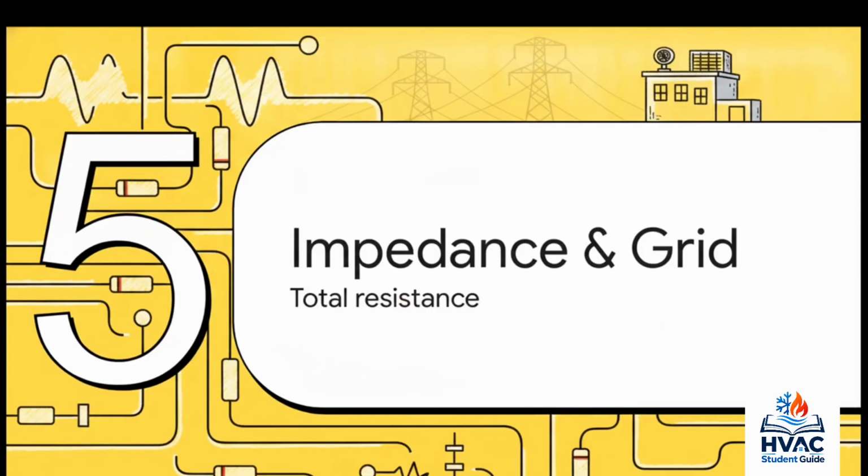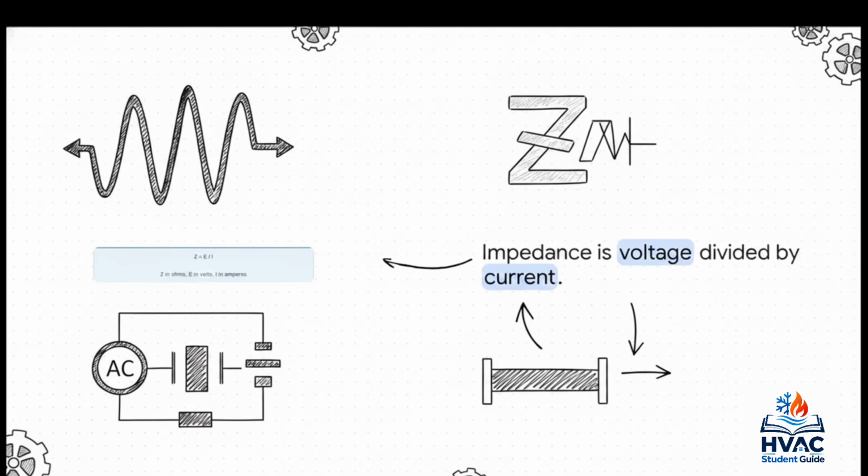Finally, Section 5, Impedance and Power Distribution. In AC circuits, we aren't just dealing with simple resistance anymore. We have impedance, which we represent with the letter Z. Impedance is the total combined opposition to alternating current, measured in ohms. The basic formula is Z equals E, which is voltage, divided by I, which is current. The source material suggests a fantastic reasonableness check for this. If you have the exact same voltage, but a higher current is flowing, mathematically that has to mean your impedance, your total resistance, is lower.